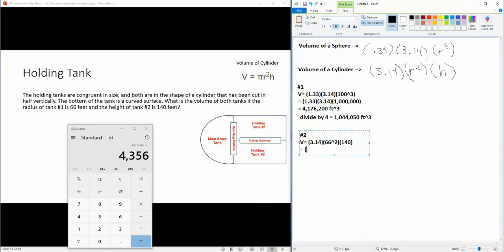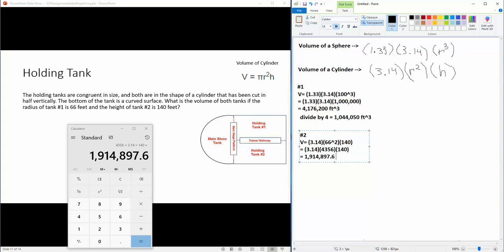So we continue down here. We've got 3.14 times 4,356 times 140. We've got all multiplication. It's okay to just simply multiply straight across. So I'm going to go times 3.14 times another 140. We've got this 1 million one again. So we're looking at a volume that's 1,914,897.6.